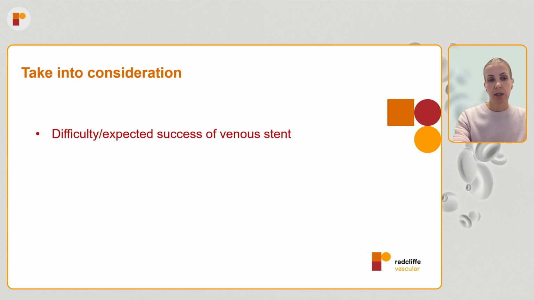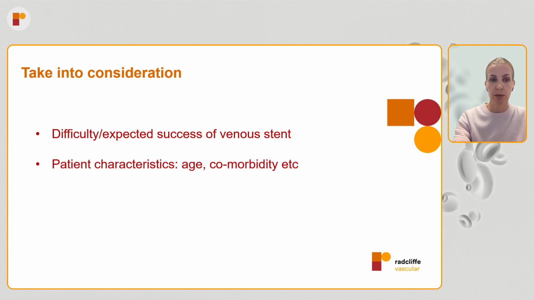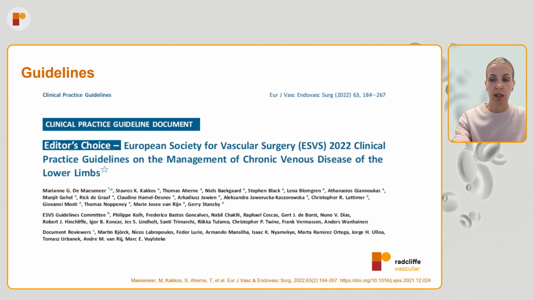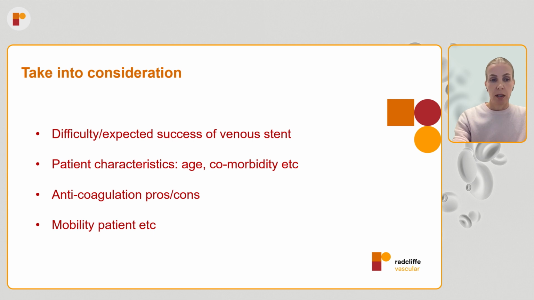But what do I take into consideration? I take into consideration the difficulty and the expected success of putting in, for example, a venous stent, and patient characteristics like age and comorbidity, because it's not open surgery, but I think it's a bigger intervention than treating superficial reflux. I take into consideration anticoagulation. Is it possible in this person or not? And is the patient going to be mobile or not? These are all things I'm going to take into consideration to try and answer the question of what to do first.